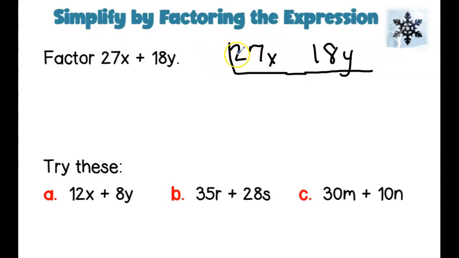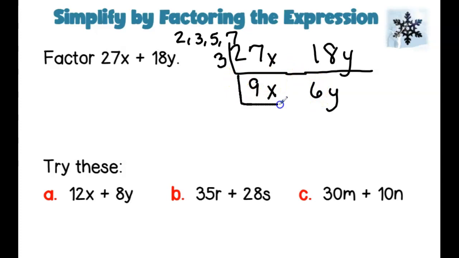And the ladder method has us looking at those prime numbers. 2, 3, 5, 7 are usually our basic ones, and usually if we use those, we will simplify it into its smallest prime units. These two are not both divisible by 2, so we'll move on to 3. They are both divisible by 3. 27x divided by 3 gives us 9x. And 18y divided by 3 gives us 6y.